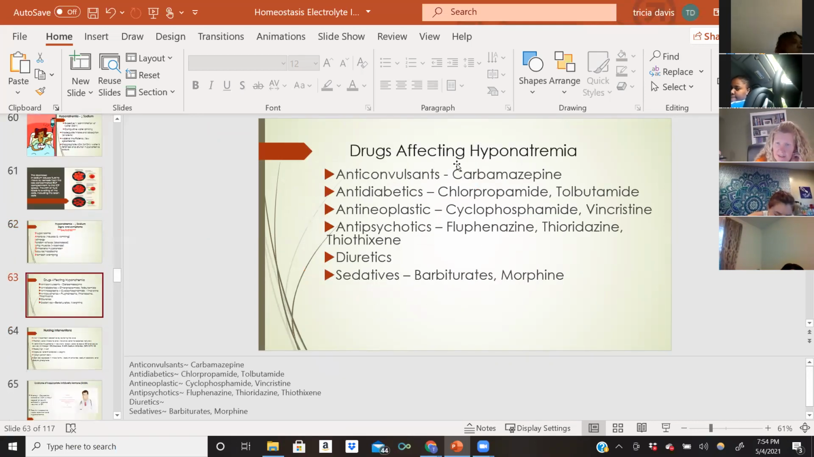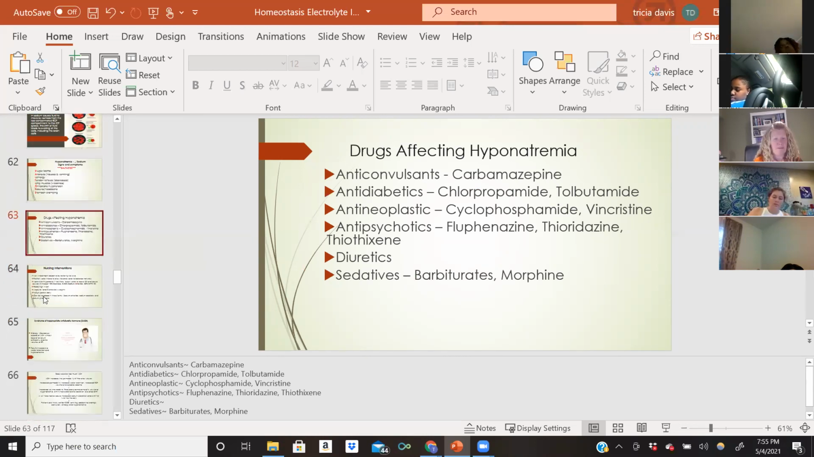So what are some drugs that affect hyponatremia? Anticonvulsants, carbamazepine, that can cause it. Anti-diabetic medicines can cause it. Some of our anti-neoplastic, our chemotherapy agents can cause it. Vincristine, cyclophosphamide can cause it. Different antipsychotics, so fluphenazine, thioridazine, and thiothixene can cause it. Certain diuretics. And then we have certain sedatives, so barbiturates and morphine can also cause hyponatremia.